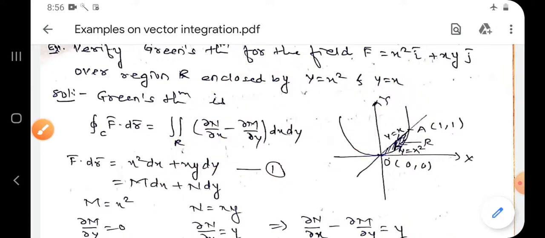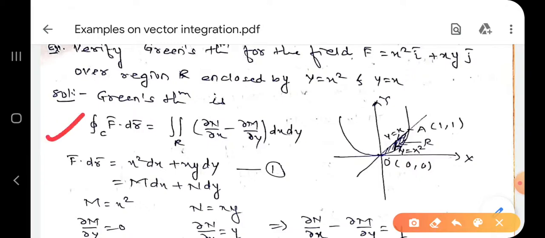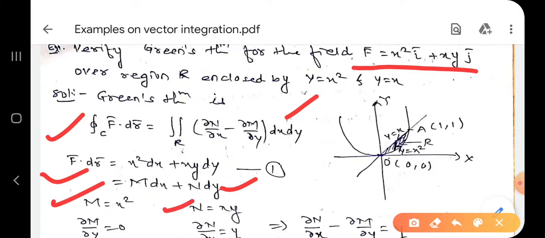Okay. Now, what is Green's theorem? Integration over a closed curve C of F bar dot dr bar is equal to the double integration over R of (dou N by dou x minus dou M by dou y) dx dy. So this is our Green's theorem, or you may call it Green's lemma, no problem. F bar is given, write down F bar dot dr bar. So F bar dot dr bar is x square dx plus xy dy. Call this M dx plus N dy. So the value of M is x square and the value of N is xy.